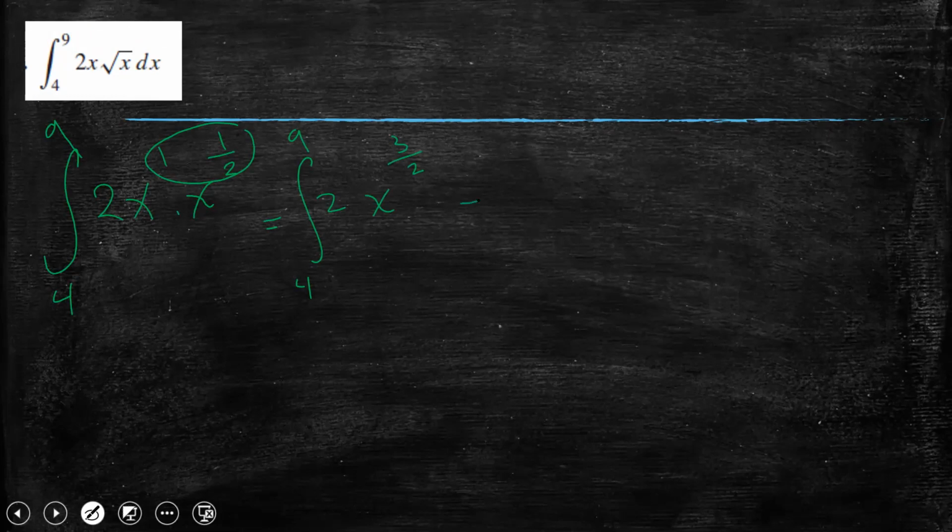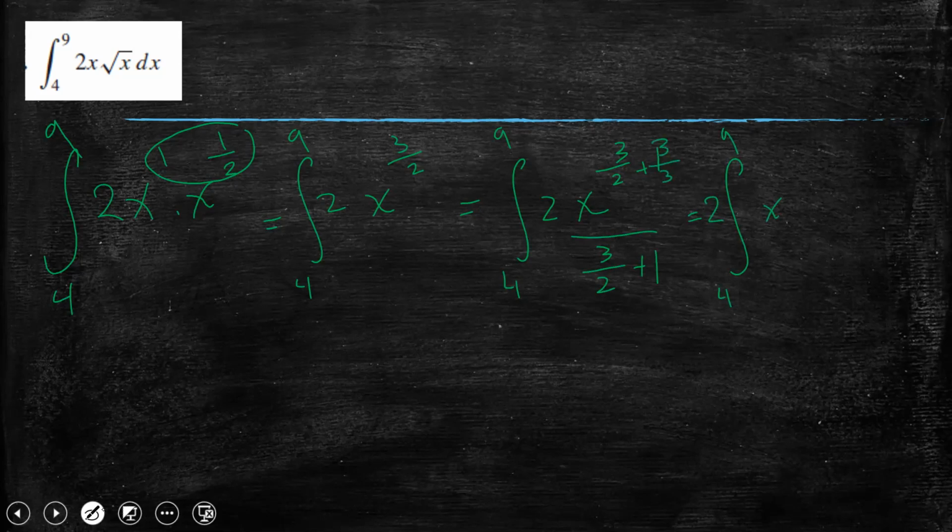Then let's integrate. Now, x to the power 3 over 2, you will add 1 to it over the new exponent, which is 3 over 2 plus 1. Then 2 and x to the power, this can be written as 2 over 2, teacher, not 3 over 3. And here 2 over 2. So it is 5 over 2, over 5 over 2.